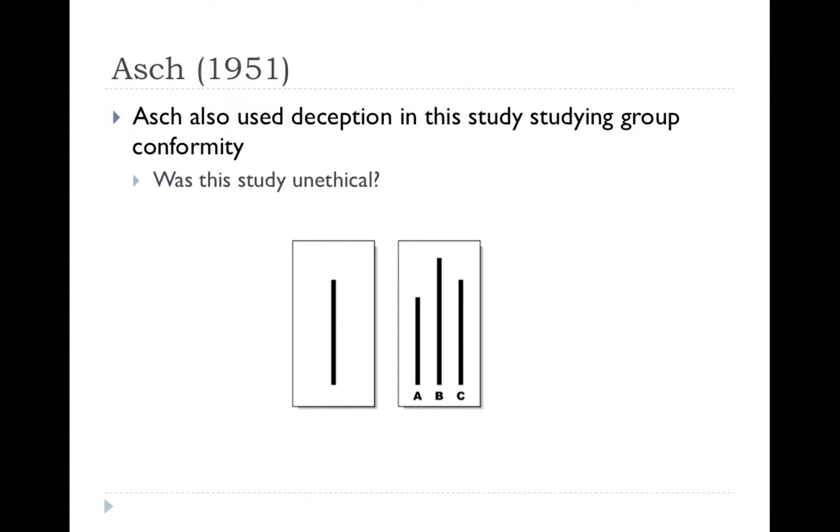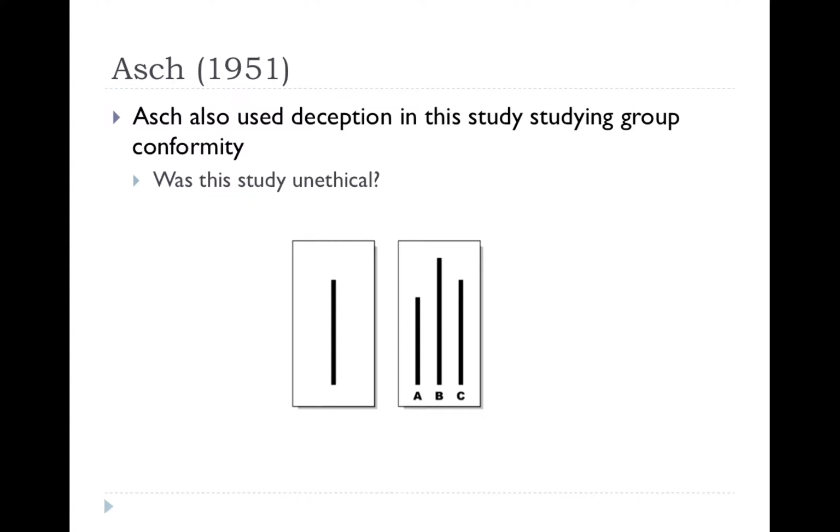They would show them the slide on the left of the one bar, and then they would say which one on the right actually closely matches the bar on the left. The correct answer, of course, would be C. But what they would do in the study is have the Confederates go first, and they would all respond with ridiculous answers. So I'd say, oh, A is true or B is true, which is clearly the wrong answer.